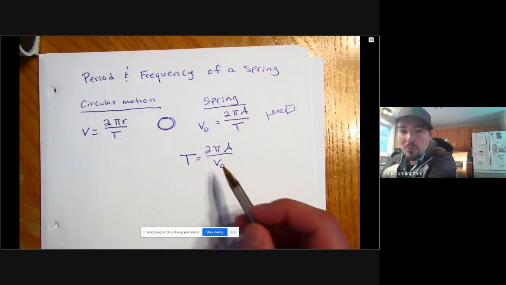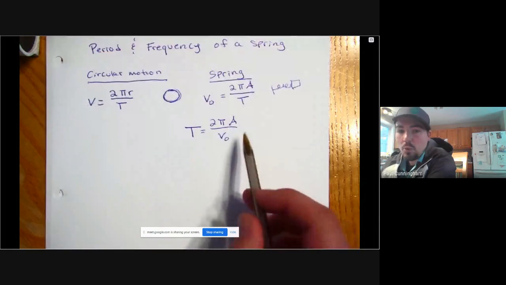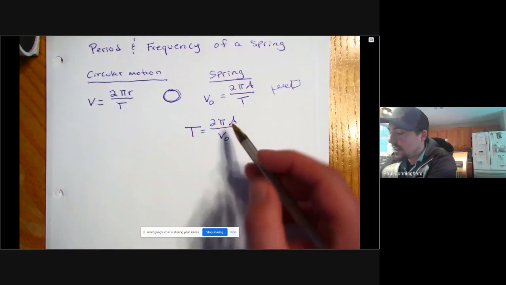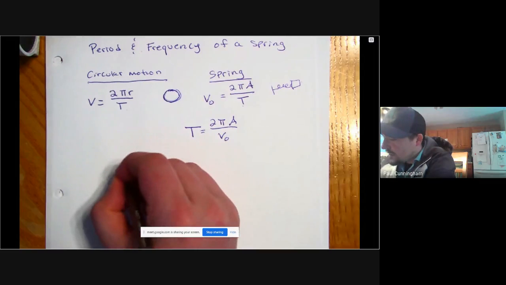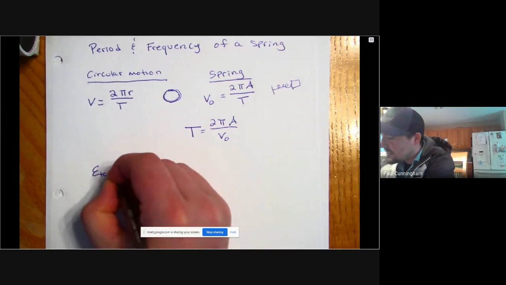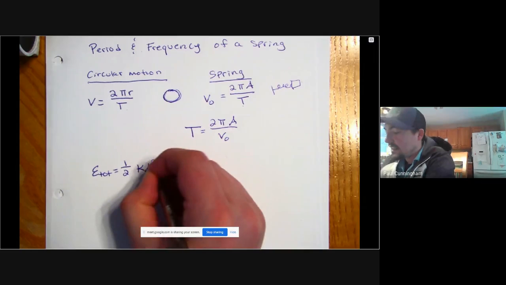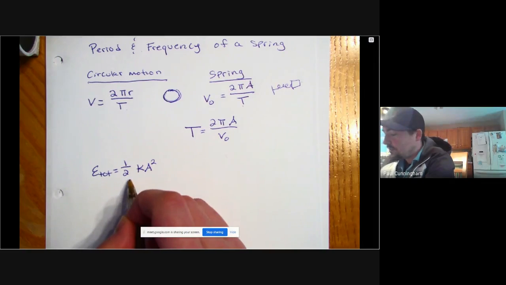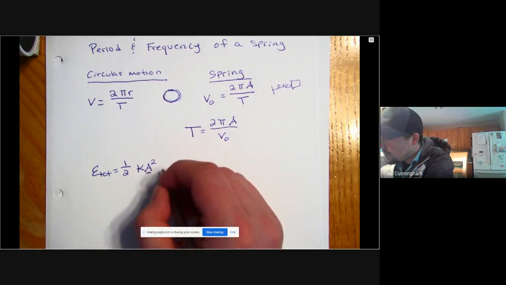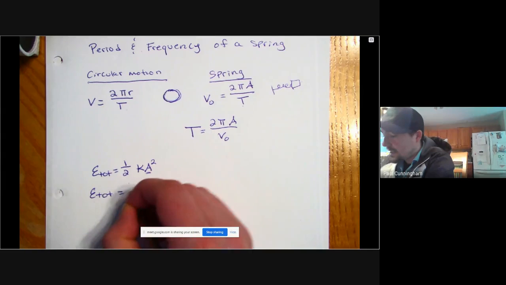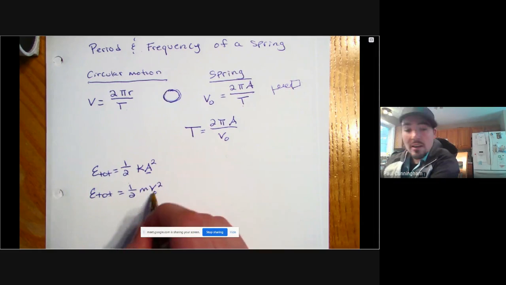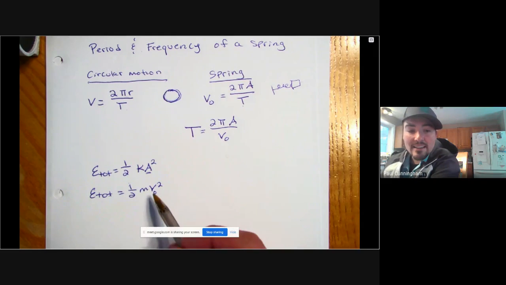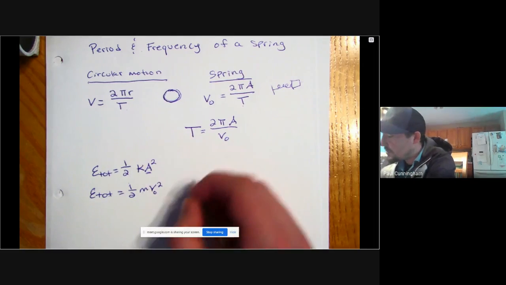However, this formula is not easy, because you have to find v sub 0, which can be very tedious to find. But we can do a little bit of work and make this formula way more simple. If we recall that E total, the energy in the system, is 1/2 k A squared, that's the potential energy at the amplitude. We also have E total equals 1/2 m v sub 0 squared, for the maximum speed at equilibrium. So notice we can set these two things equal to each other. So that's what I'm going to do.